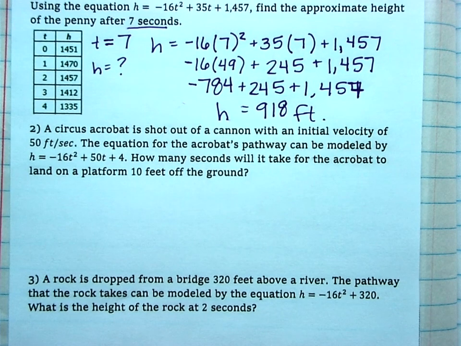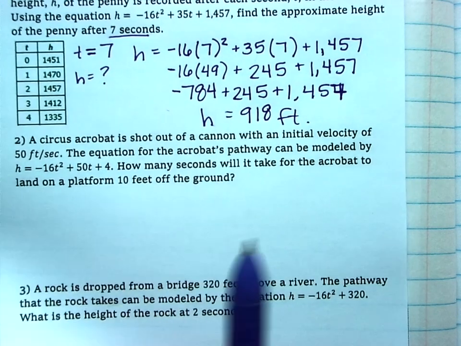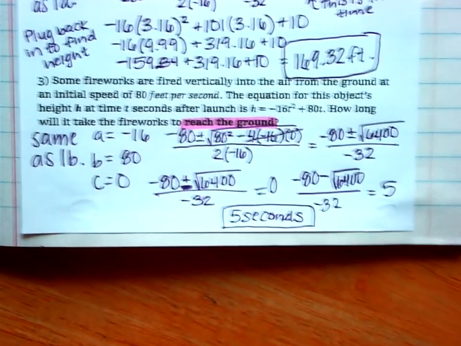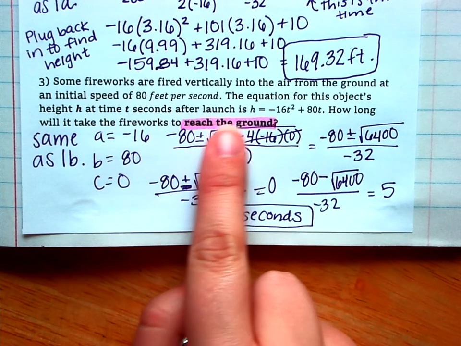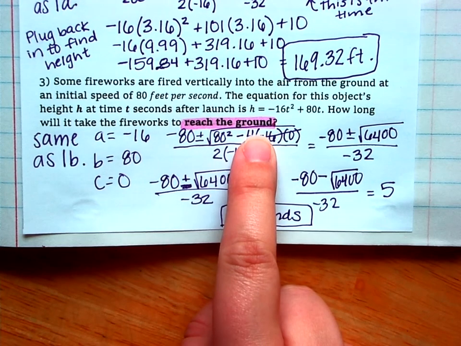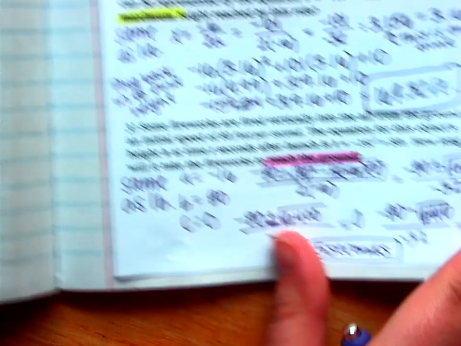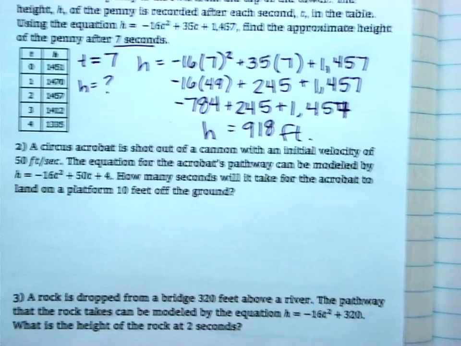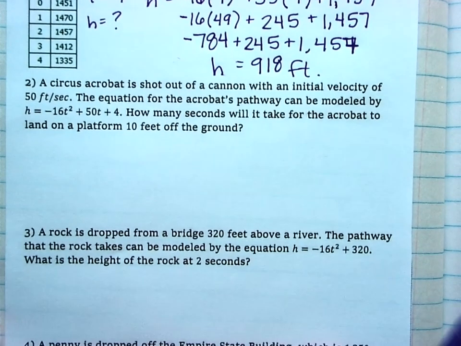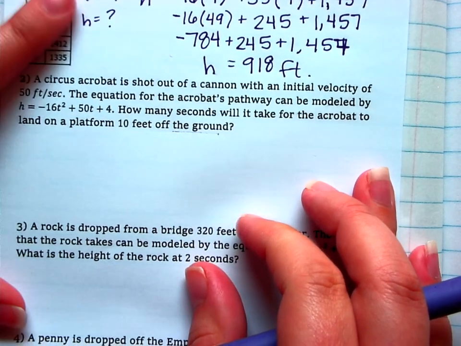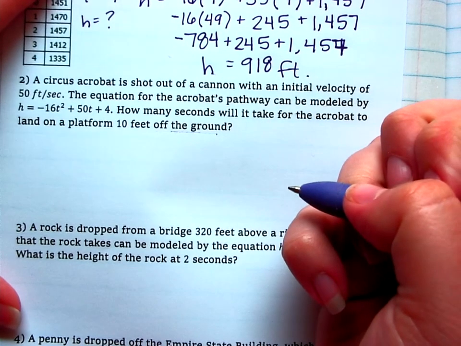So this is very similar to what we did on page 83. Like on number 3, for example, how many seconds or how long will it take for the fireworks to reach the ground? That was when the equation was equal to 0. Now it's asking how many seconds will it take for it to reach 10 feet off the ground. So instead of landing on the ground, we're landing 10 feet above the ground.